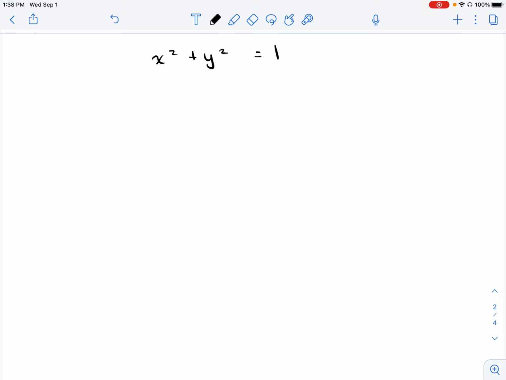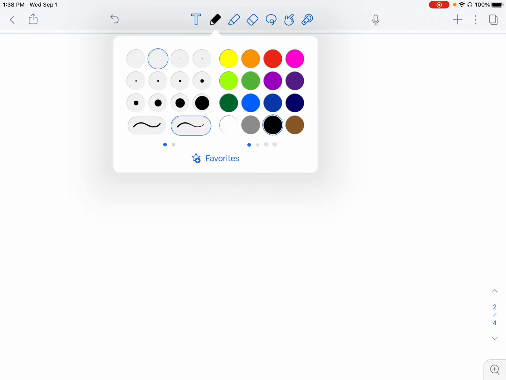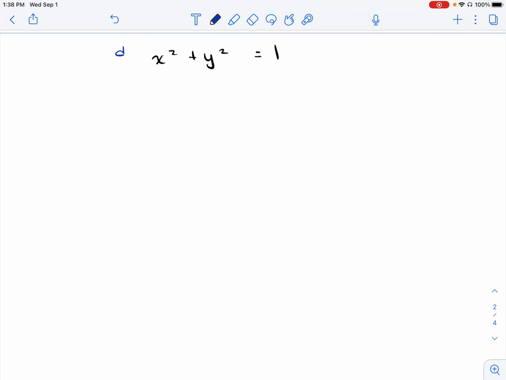So let's consider this example. The first thing I'm going to do is differentiate both sides of the equation. So d dx of this entire equation. So I'm going to write that. I'm going to differentiate both sides of the equation with respect to x. I'm going to differentiate both sides with respect to x. Now let's take a look real quick at what this means.